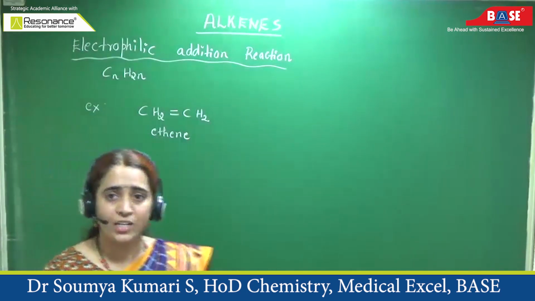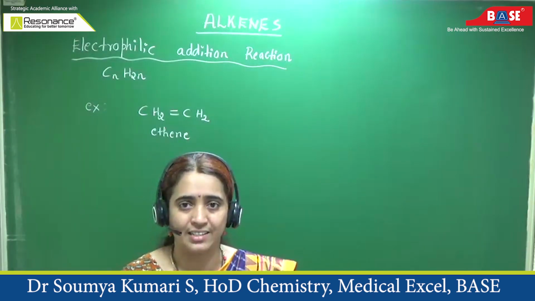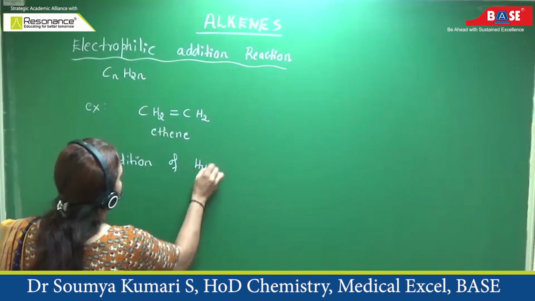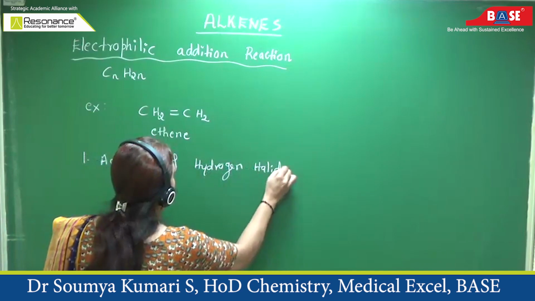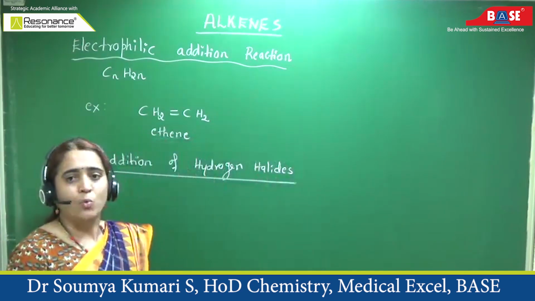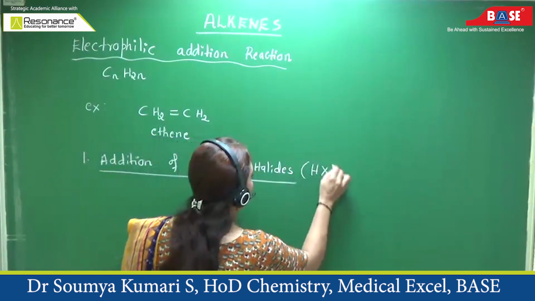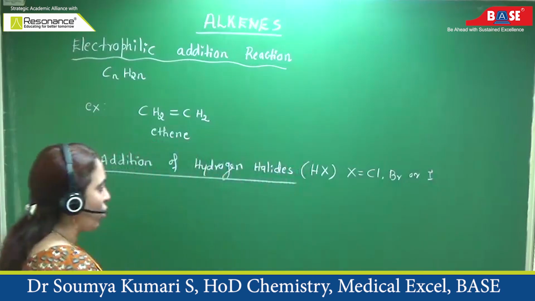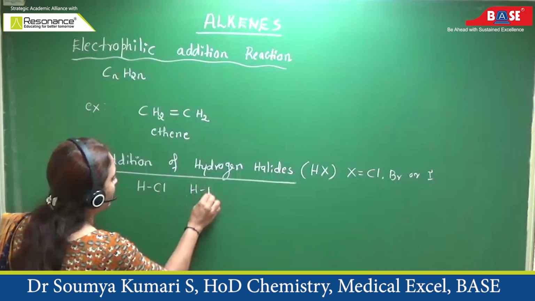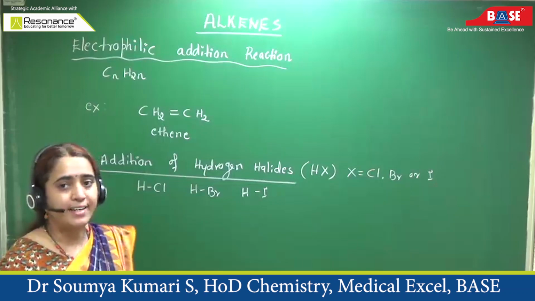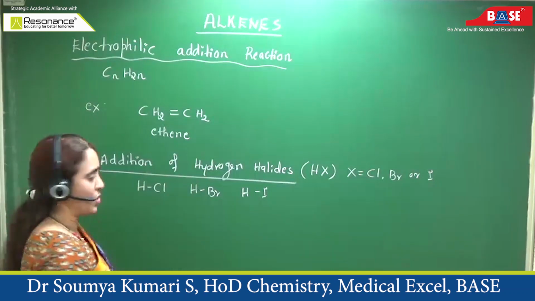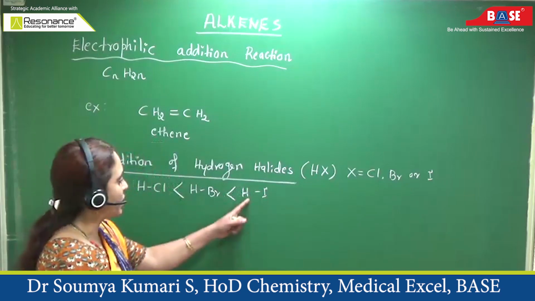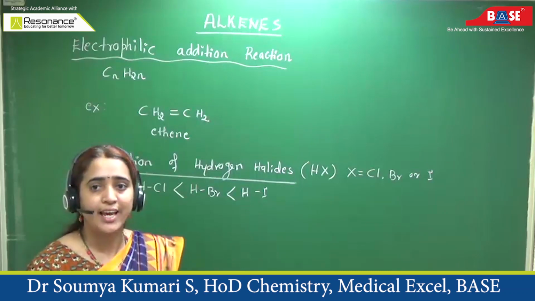One among the addition reactions is addition of hydrogen halides. So let us study the addition of hydrogen halides to the alkenes. What are hydrogen halides? They have a general formula of HX. Here X can be either chloro, bromo or iodo. Based on whether it is HCl or HBr or HI, there will be a difference in the reactivity. As we know from previous knowledge, the reactivity will increase from HCl to HBr, and HI will be most reactive, which can be explained with the help of bond dissociation energy.